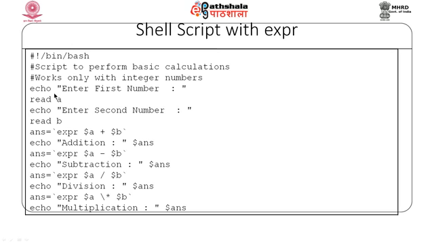The user will enter the value of a and the value of b, which are stored in the variables a and b. Then we are displaying the addition $a plus $b, the subtraction $a minus $b, $a divided by $b, and finally $a multiplied by $b. As I said, the multiplication sign must have an escape sequence.